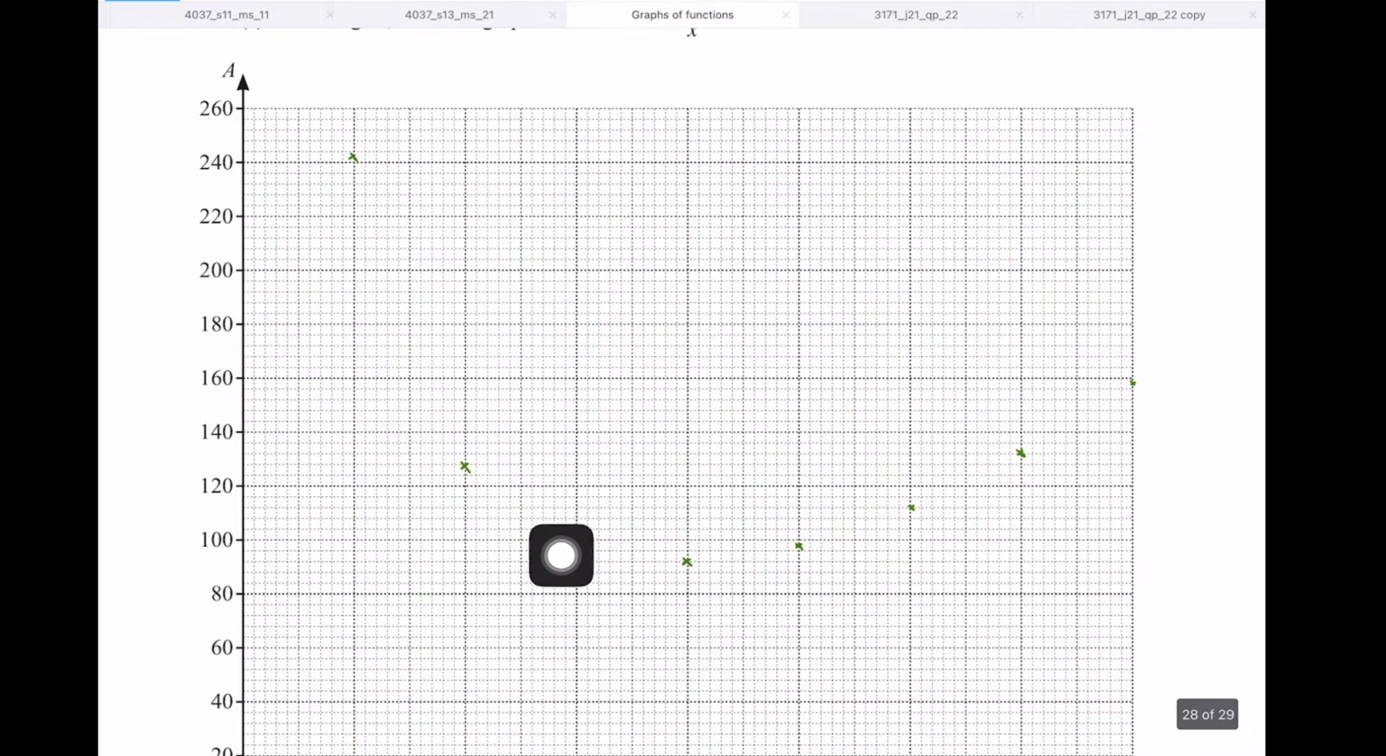Again, let's just hover our pencil through these points to get an idea of what the curve is going to be like. Okay, now that we have an idea, let's make a sketch. Okay, that was a bad start.